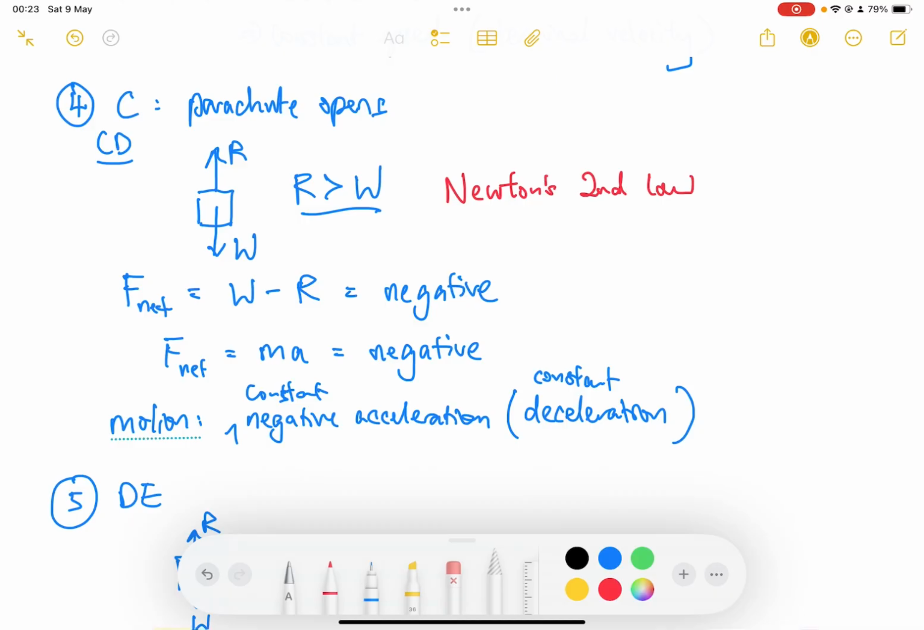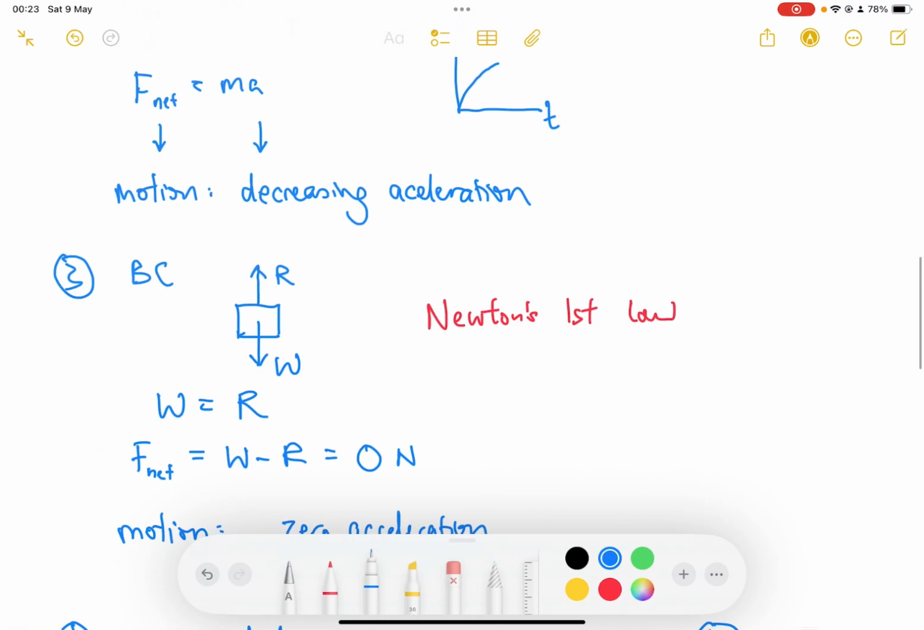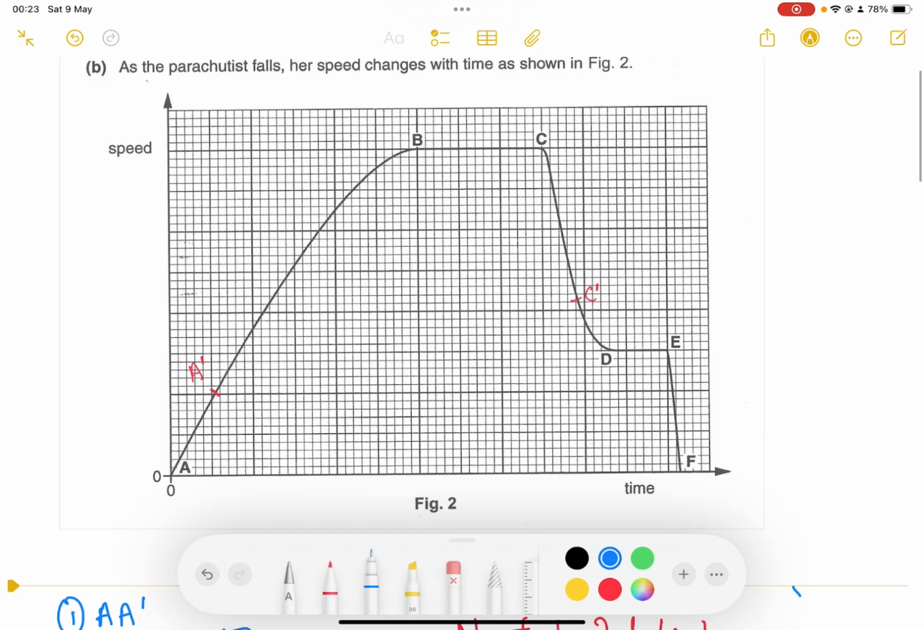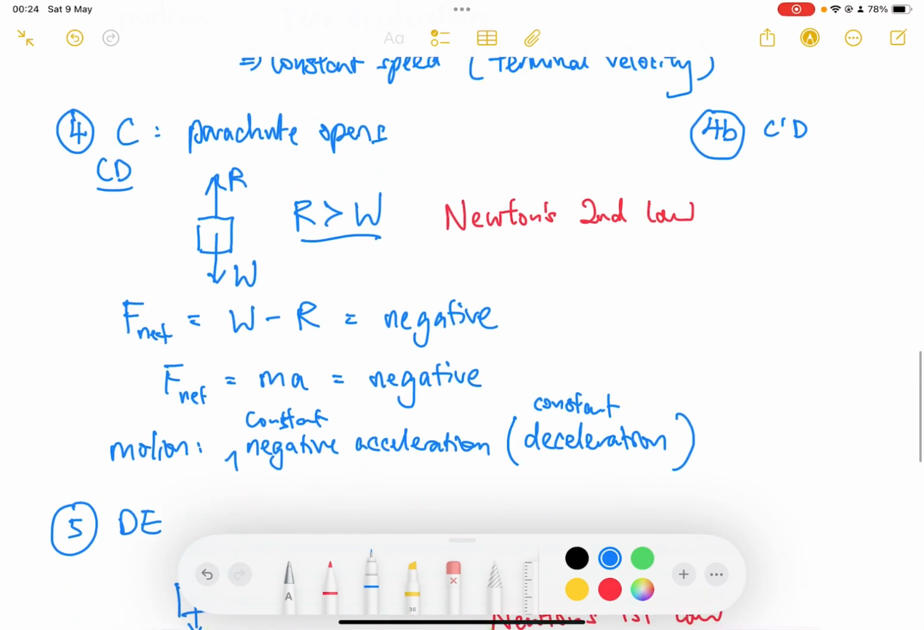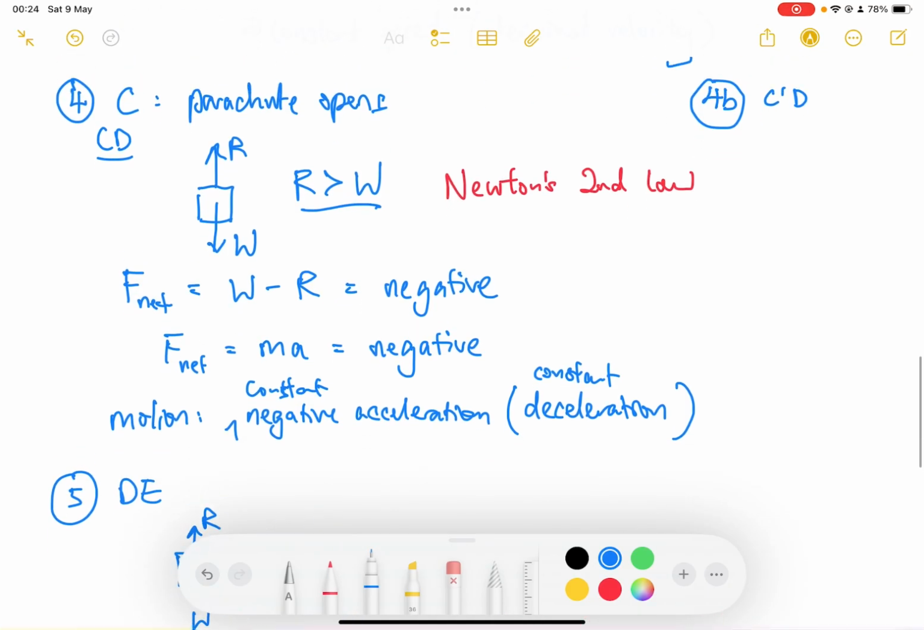From C to C prime, when the parachute opens at C, after that, R is greater than W. Air resistance is greater than the weight. So between C prime to D, let's take a look at the graph. Between C prime to D, there's a curve there. That's the part where the air resistance now decreases until it's equal to the weight.